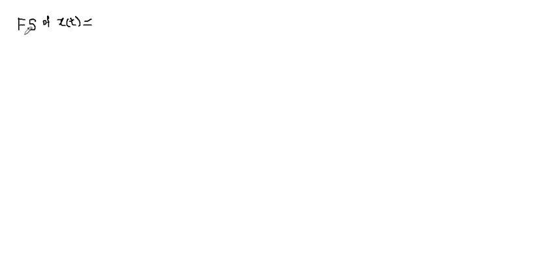We'll find the Fourier series representation of the signal x of t is equal to sine of omega naught t. So let's find the Fourier series representation of x of t equal to sine of omega naught t. And to solve this, we need to make use of both the equations.